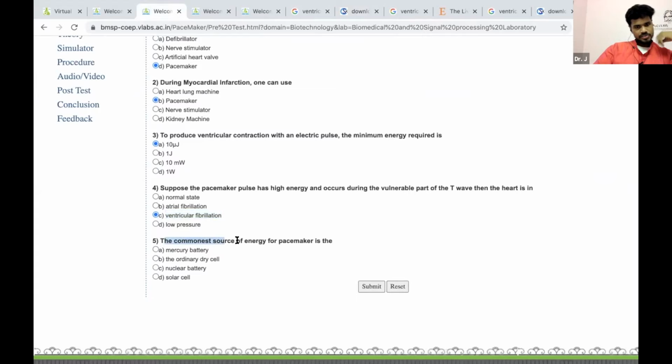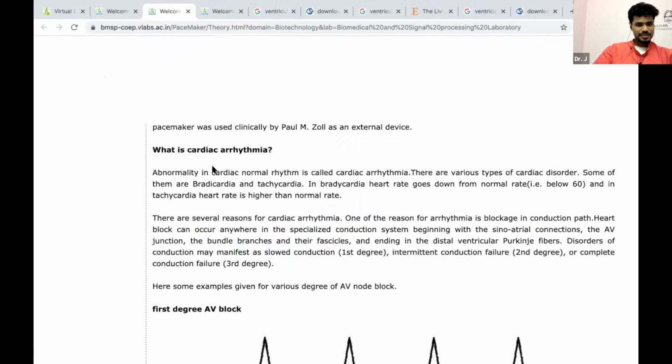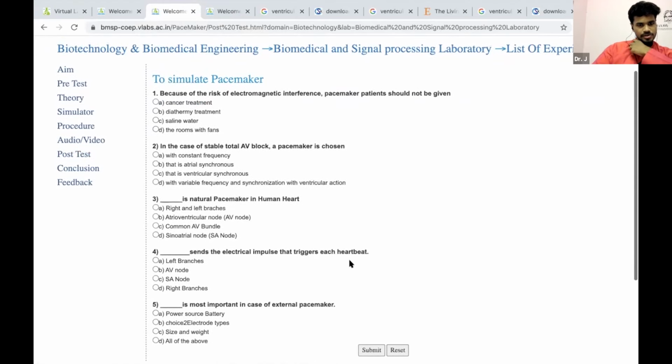And the commonest source of energy for a pacemaker is solar cell, nuclear battery. Okay, ultimately energy is coming from solar, but not nuclear. Yeah, nuclear, solar energy is nuclear, not the case. We don't use dry cell. I suppose it's a mercury battery. Okay, so we got 5 out of 5. Doesn't really matter. Let's see if there are any interesting questions here.